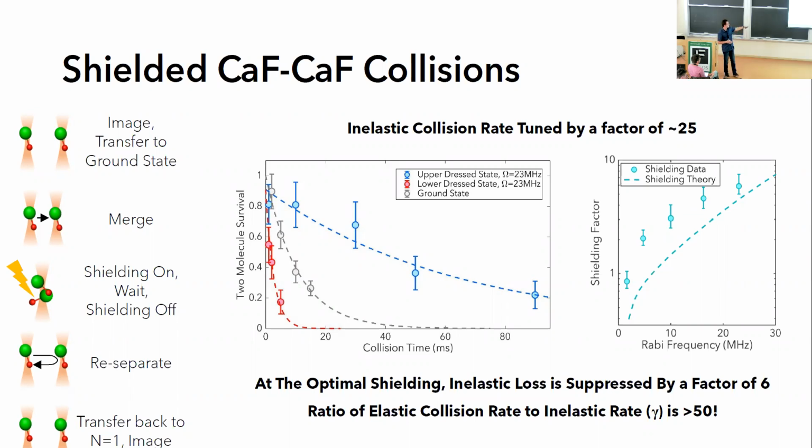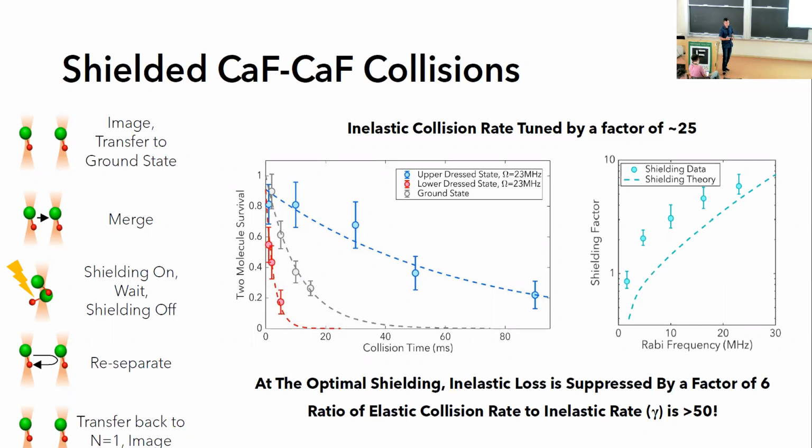And what you see now is that the gray curve here shows the loss versus time of the unshielded molecules. But now when we prepare them in this shielded dressed state, you see that the loss rate is very much suppressed. We can also create them in the opposite dressed state, which is this anti-shielded state, and you see that the loss rate actually increases. But basically the take-home message here is that we're able to shield the inelastic loss by about a factor of 6, but maybe more importantly, we're able to reach a ratio of elastic to inelastic loss of well over 50 based on this inelastic loss rate.